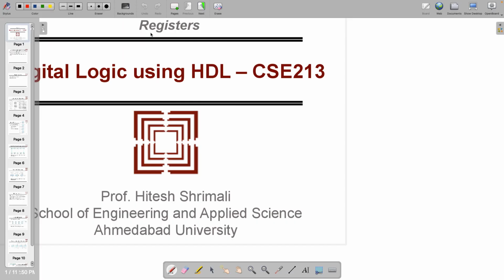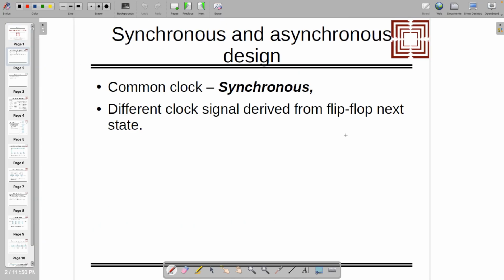Okay, so next is the registers. There are two different designs. One is synchronous and one is asynchronous. Synchronous is the one where the clock is common. All the flip-flops are running at the same time. There is no deviation in timing in the clock. We also understand there are two kinds of clocking systems: positive edge triggered and negative edge triggered.